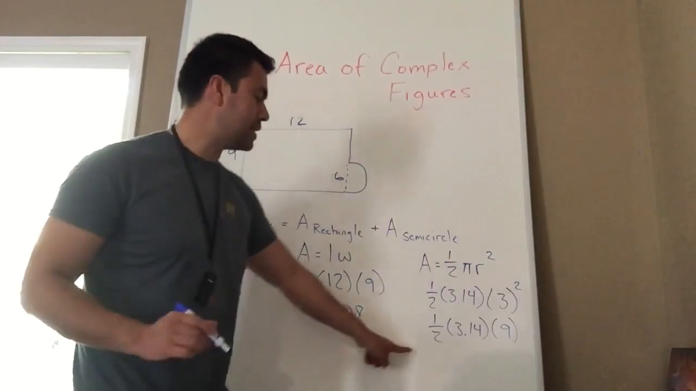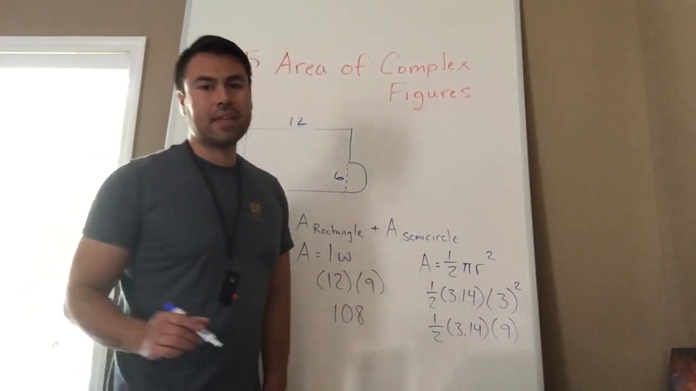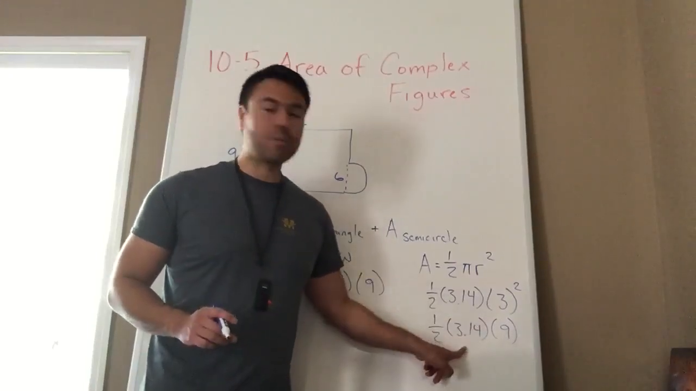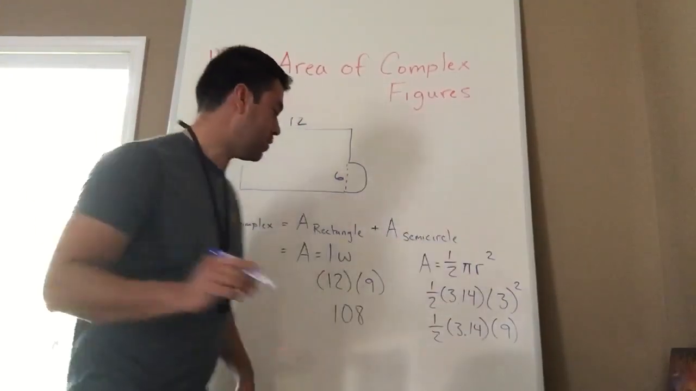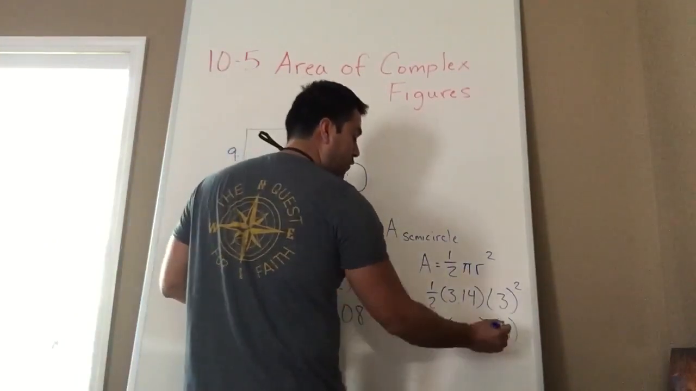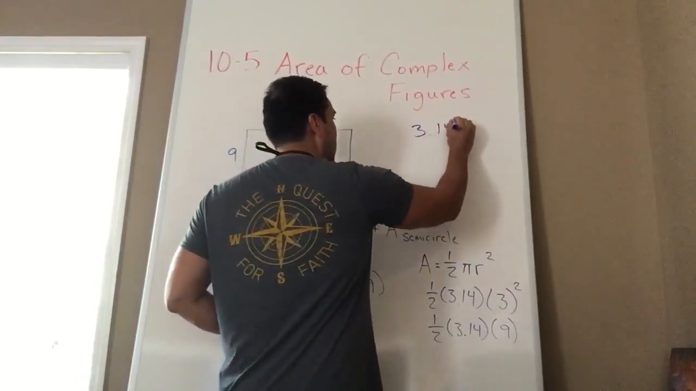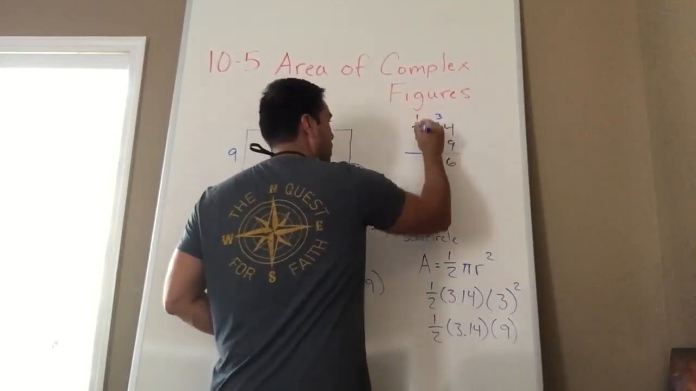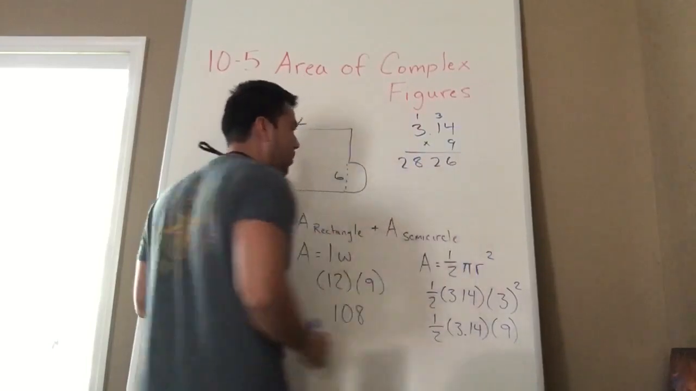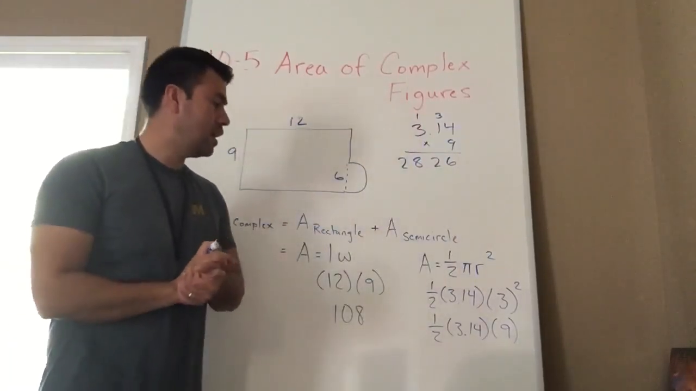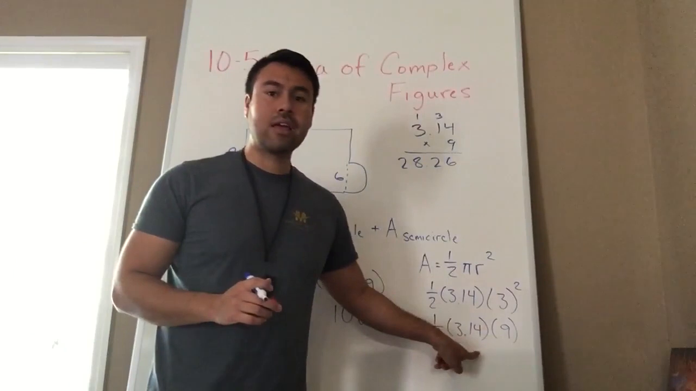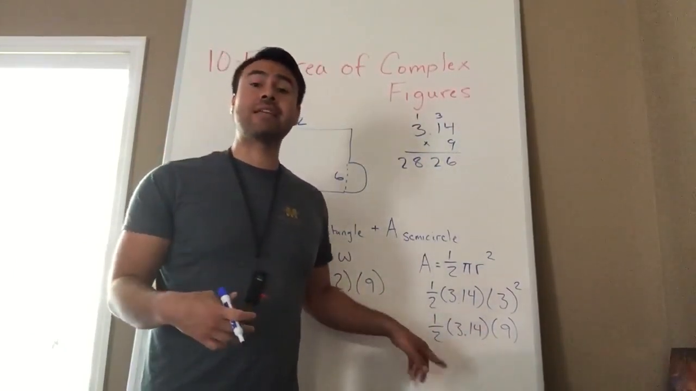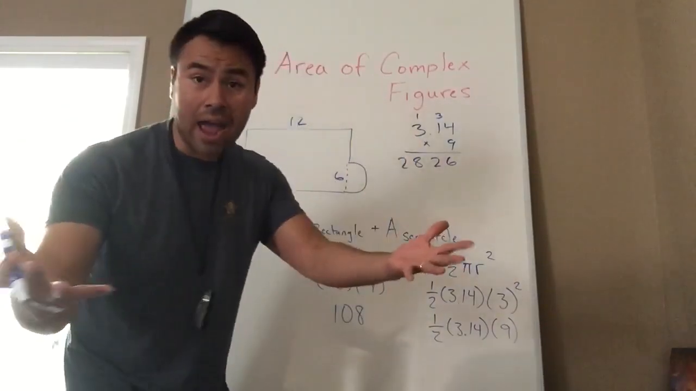Okay, and you can multiply these in any order. Some of you could see, oh wait, 1/2 times 9 is only 4.5. Then multiply by 3.14. That's totally up to you. But I'm going to do 3.14 times 9. 3.14 times 9, I got 28.26. That's these two multiplied together. But I still have to multiply by 1/2. Remember, multiplying by 1/2 is the same thing as dividing by 2.